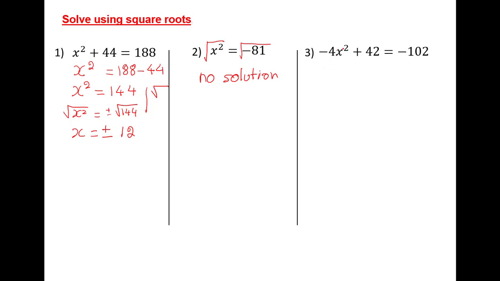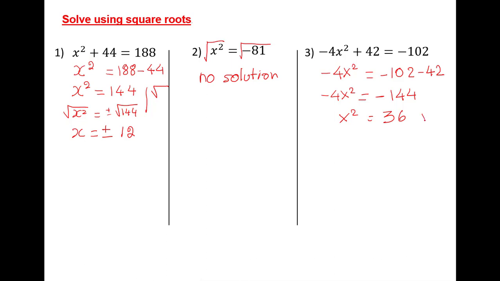So we're going first to isolate the negative 4x squared and move the 42 to the other side. Then I have here negative 4x squared equals negative 144. I can divide both sides by negative 4. It will leave me with 36. Now, we can see here that we got rid of the negative sign. It is a normal problem.